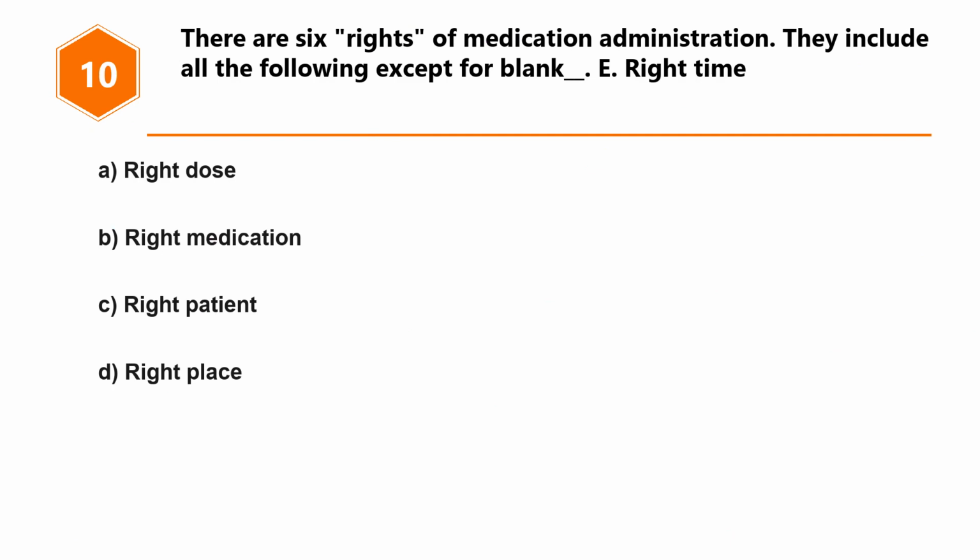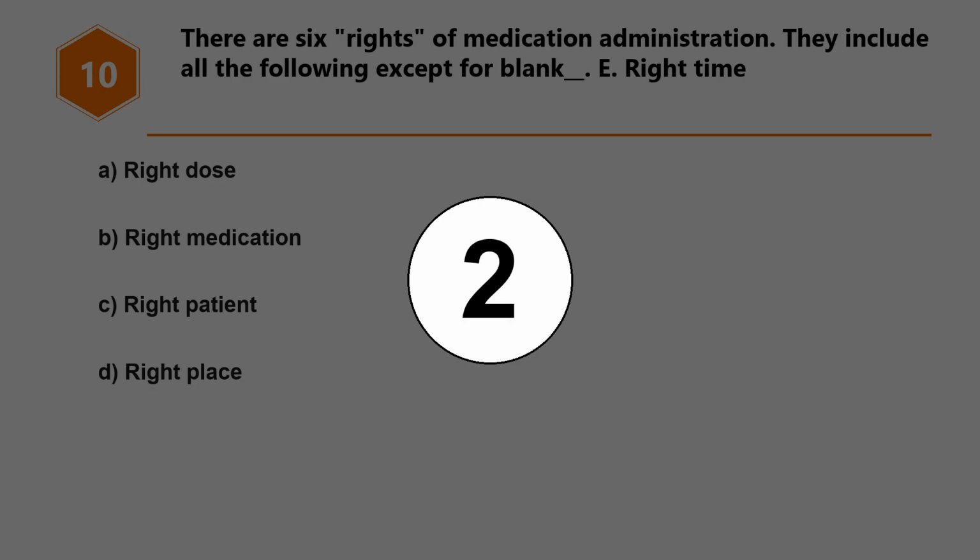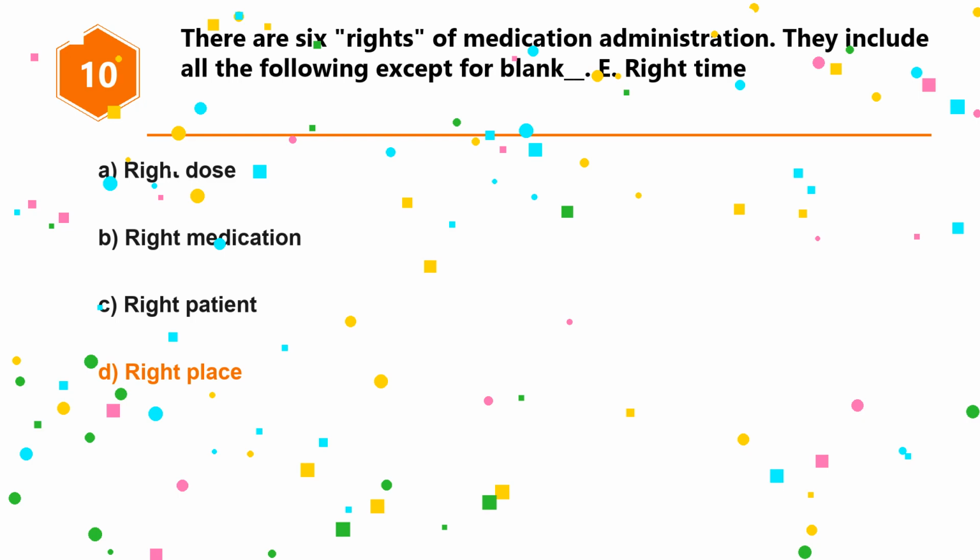Cost. Question 10. There are 6 rights of medication administration. They include all the following except for blank. E. Right time. Option A. Right dose. Option B. Right medication. Option C. Right patient. Option D. Right place. The correct answer is option D.